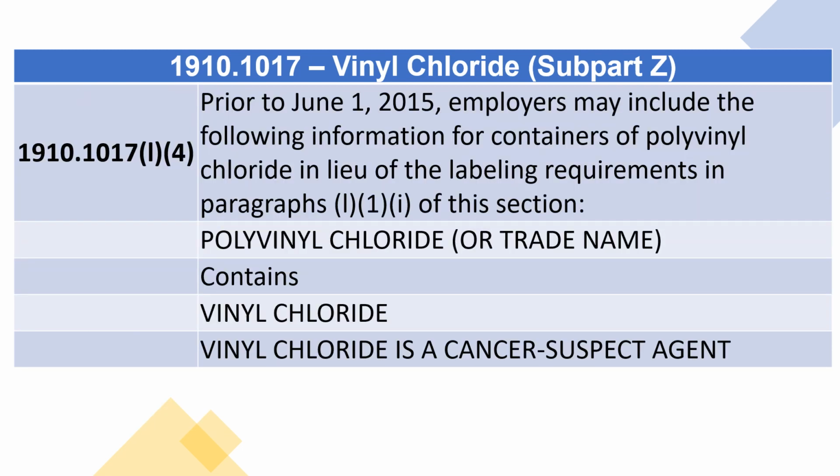1910.1017 L4. Prior to June 1, 2015, employers may include the following information for containers of polyvinyl chloride in lieu of the labeling requirements in paragraph L1 of this section. Polyvinyl chloride, or trade name, contains vinyl chloride. Vinyl chloride is a cancer suspect agent.